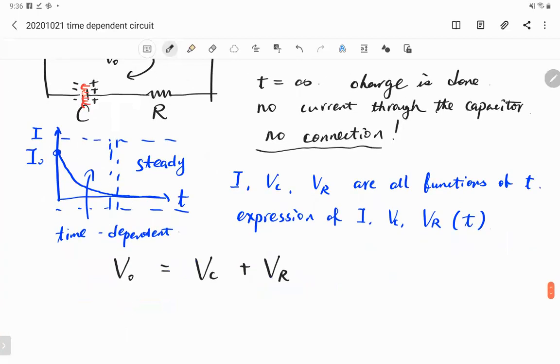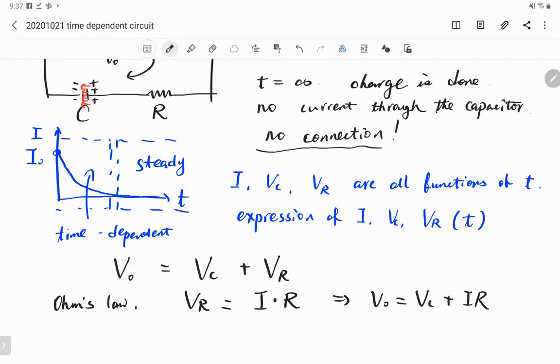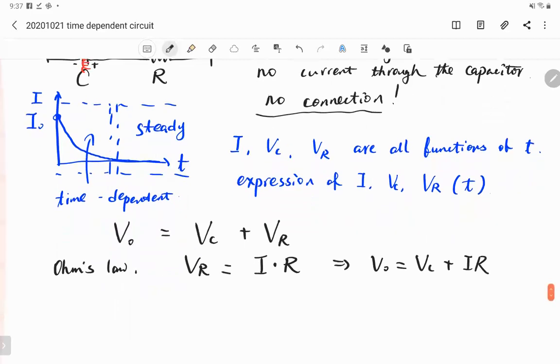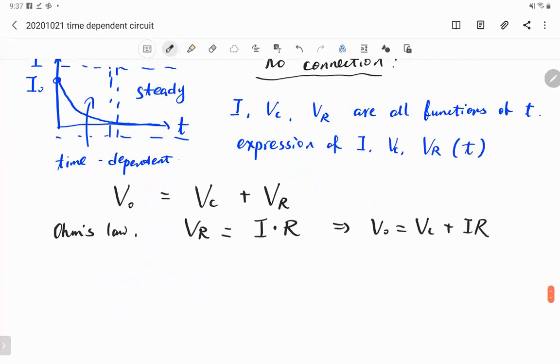And according to Ohm's law, the voltage of the resistor is equivalent to the current through the resistor times the resistance. So we can plug this expression into the first equation. We will get the total voltage equal to the voltage of the capacitor plus the current times the resistance. This is the first part. Then let's check what's the voltage of the capacitor as a function of the current.